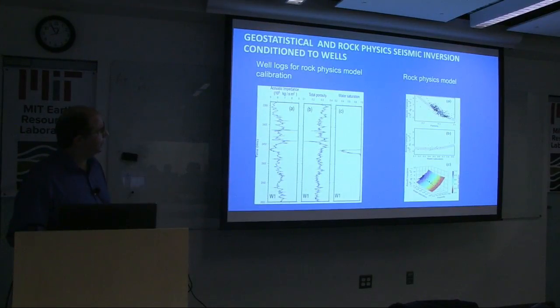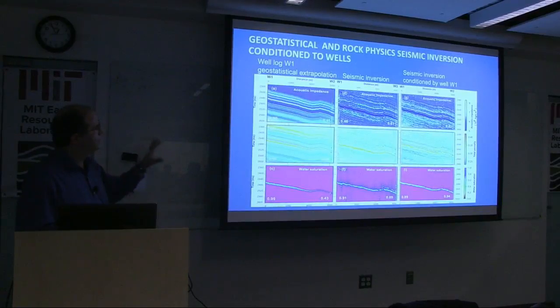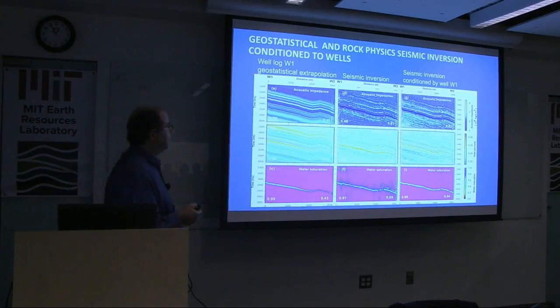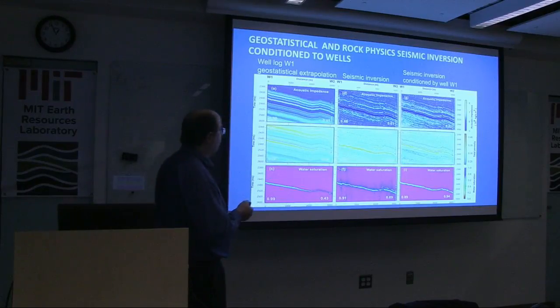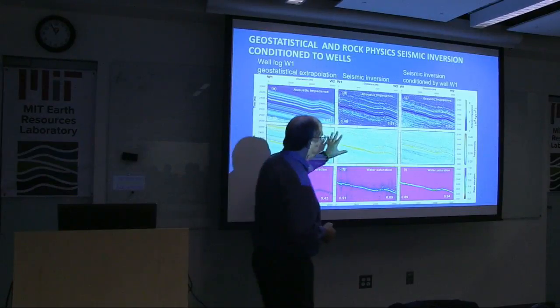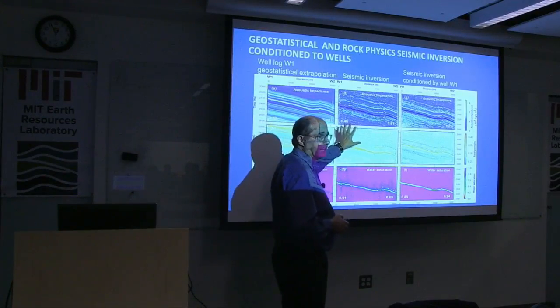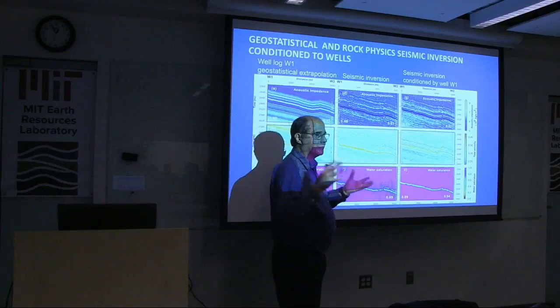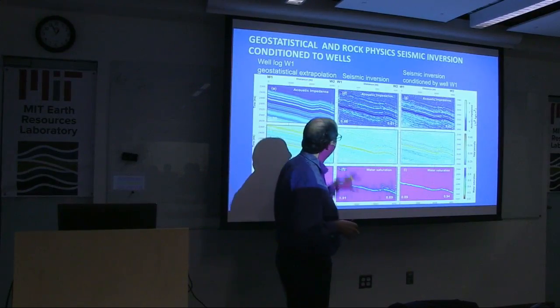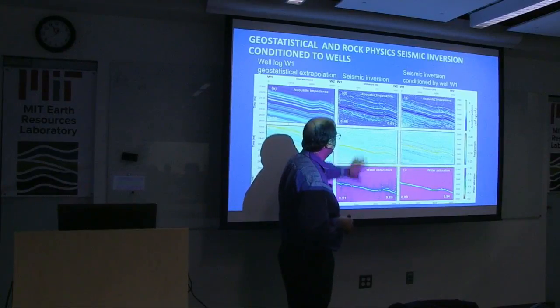It's the same area I showed before, but in this case we have the conditioning to the well data. And I'm showing here in each column results in different situations. In the middle column, I'm showing only seismic data. So we put a very large uncertainty on the well logs. It's like erasing the well logs. So we have only what the seismic data tells.